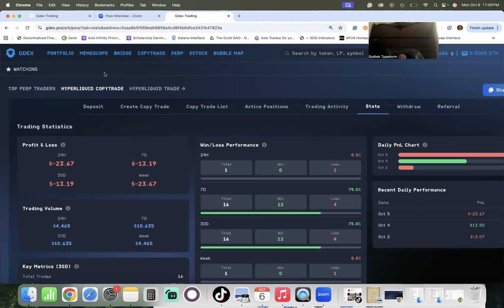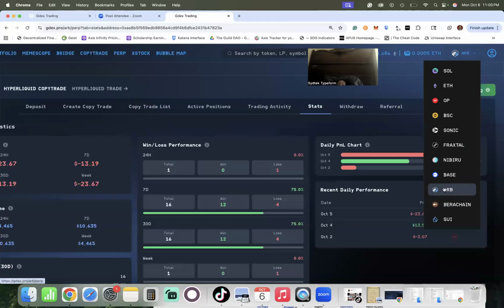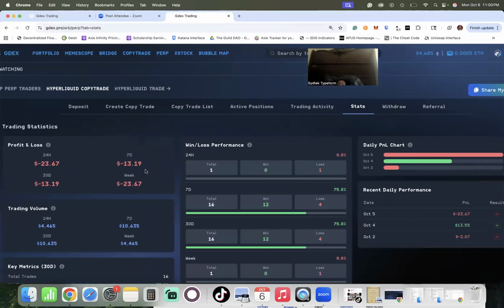Once again, if you go here and you go to Arbitrum, if you go to Perps up here at the top and you see stats, that'll be the stats.